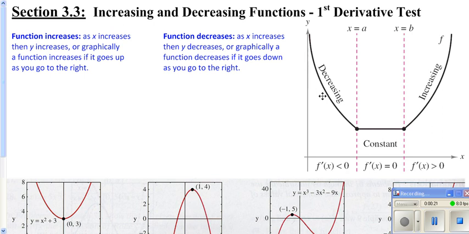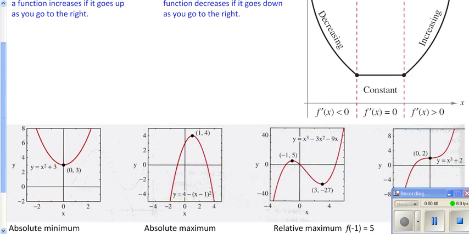Whenever you have a decreasing function, your derivative is negative, meaning less than zero. Whenever your function is going up, increasing, your derivative is positive. Whenever your function is constant, your derivative is zero. Because remember, your derivative is the slope of your tangent lines.